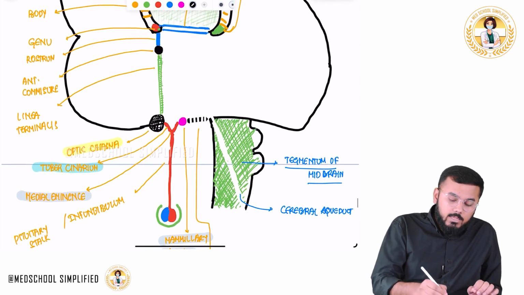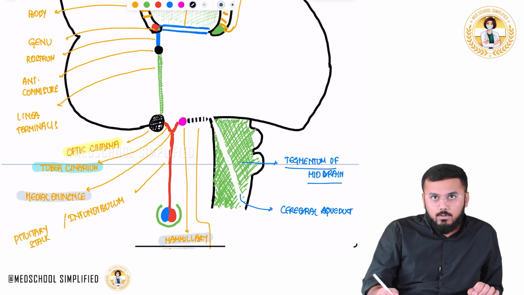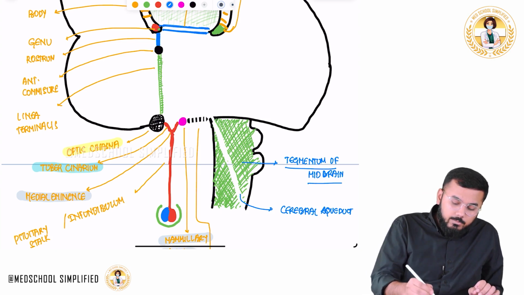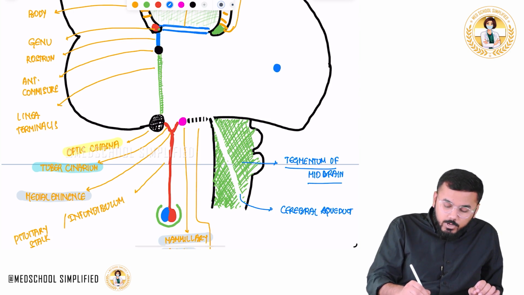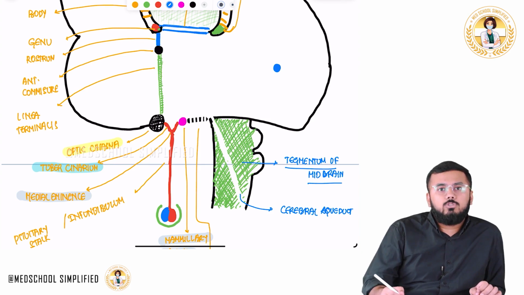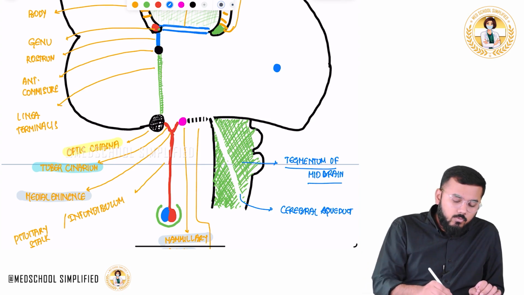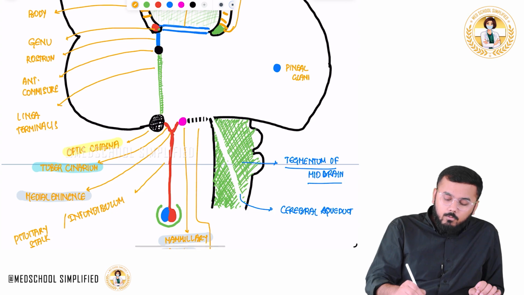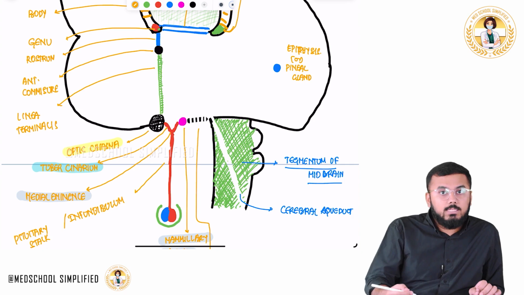Now the second important thing, this is the most important part which you have to know. Here you have a very important structure. Let me draw it in another color. There is a very important blue dot-like structure. This dot-like structure is nothing but your pineal gland. What is the name of this gland over here? This is called the pineal gland. What is the other name for the pineal gland? The pineal gland is also called the epiphysis.